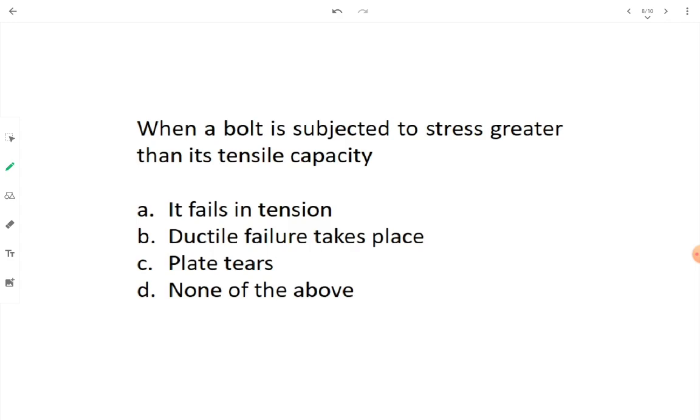When a bolt is subjected to stress greater than its tensile capacity, focus on the words, what is going to happen? Obviously, option A, it is going to fail in tension. There is no chance of ductile failure or plate tearing when they are focusing on the bolt being subjected to a stress more than its tensile capacity. Obviously, it is going to fail in tension.